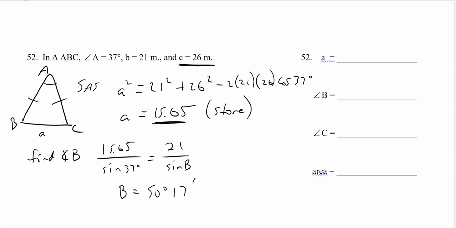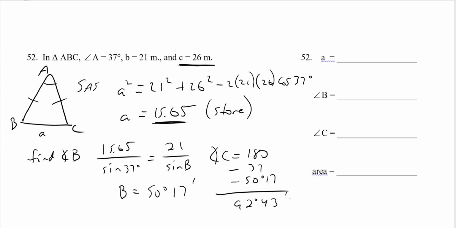All right, and then of course our last one is to find angle C, and that's just 180 minus 37 minus 50 17. That gives us 92.43. And by the way, guys, if we would have used law of sines to figure out angle C, we wouldn't have gotten 92.43. We would have gotten the supplement to that, 87 17, and I'd have been wrong. I'm not going to write in the answer blanks. You see it all there.